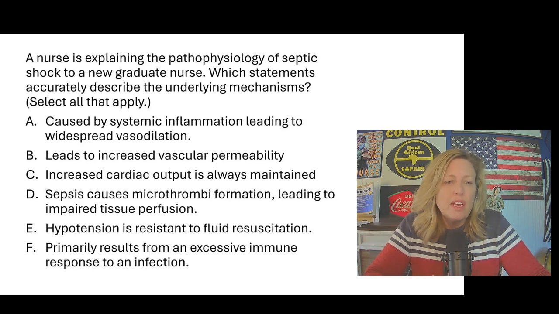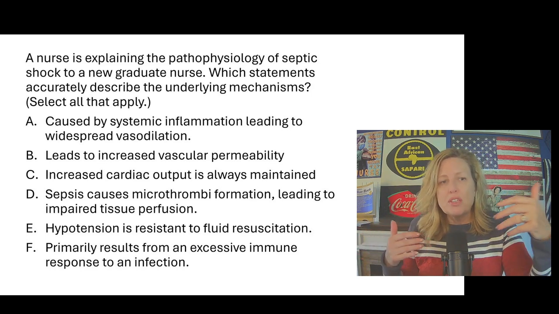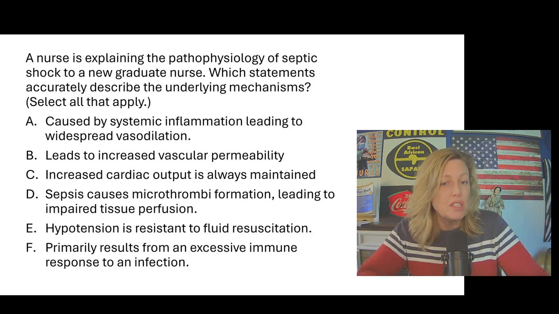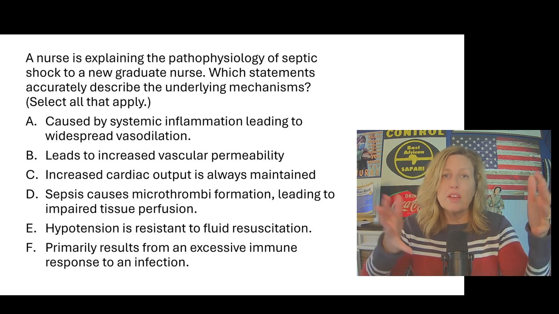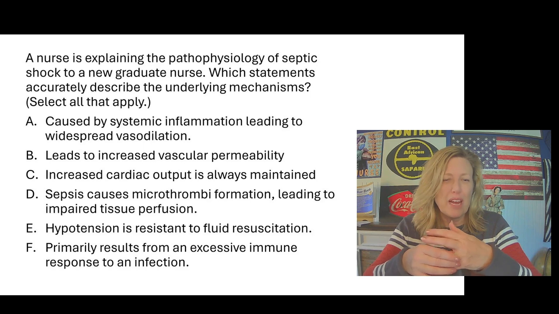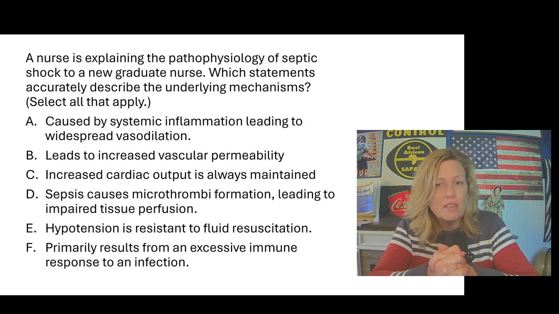That's false. When you have massive vasodilation, you actually decrease preload. Preload is the blood that's returning to the heart. So you have decreased preload, which decreases cardiac output. So C is not true. It's false. In septic shock, sepsis causes microthrombi formation leading to impaired tissue perfusion. That's true. So another thing about septic shock is that the sepsis leads to this microthrombi formation. Again, I don't know exactly why that is. I'm sure there's a reason for it. I just don't have that patho memorized.